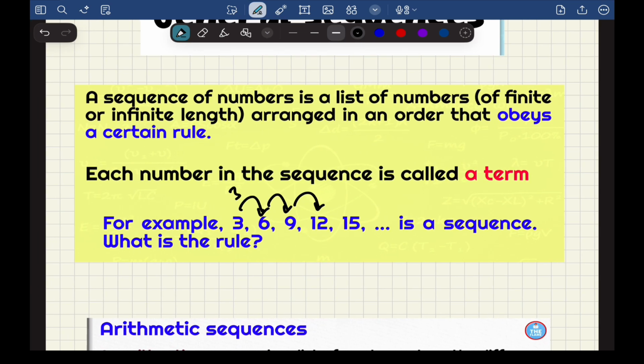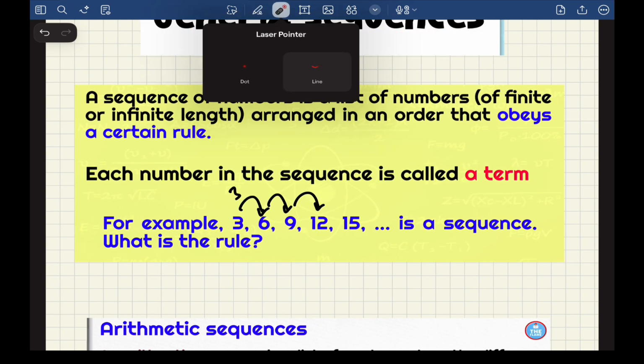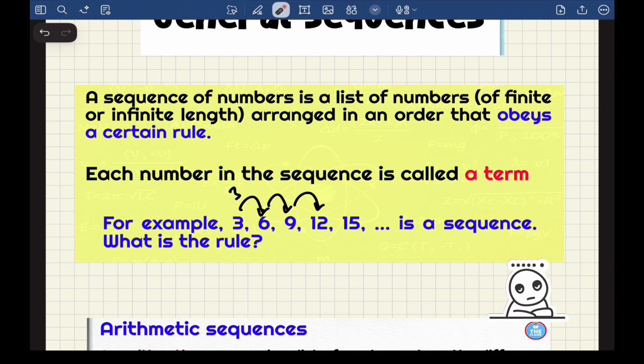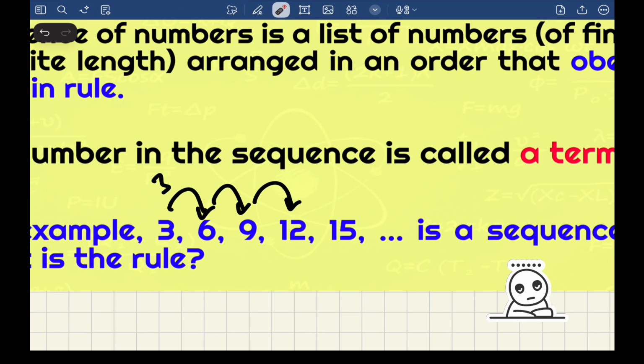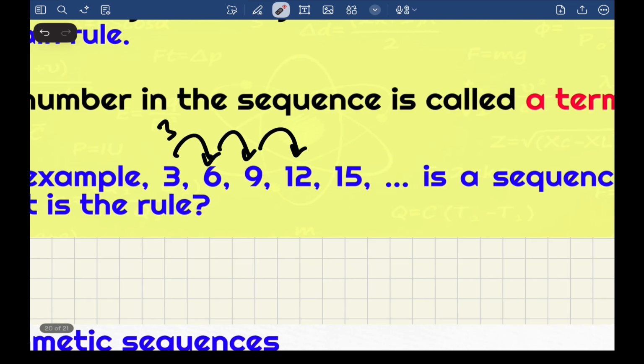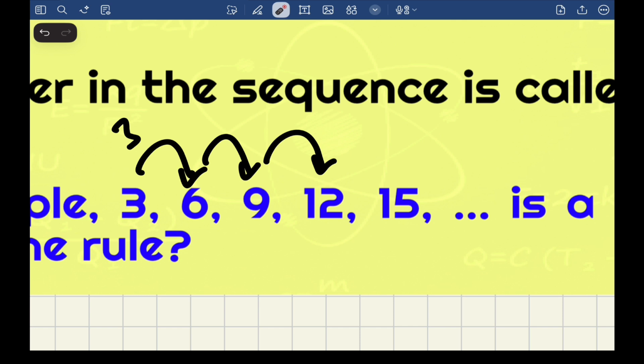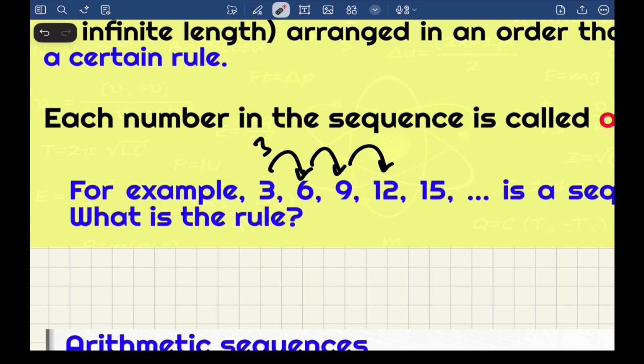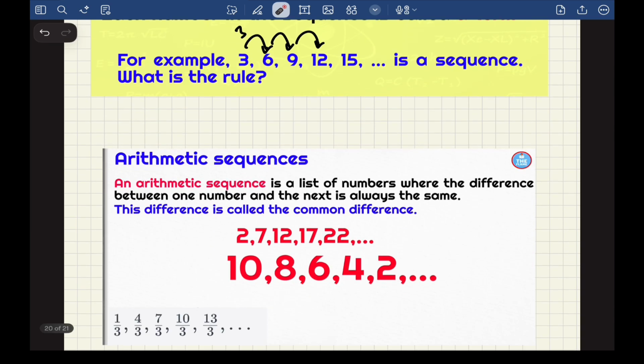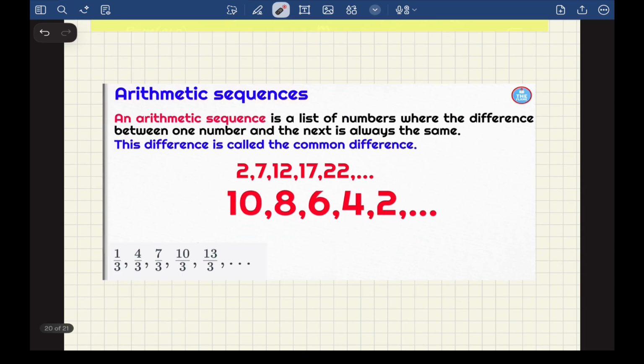Each number of the sequence is a term. So this is a term, term, term. Every single term has a position. For example, this is position 1, position 2, 3, 4, 5, and so on. So a sequence is a list of numbers following a certain rule.